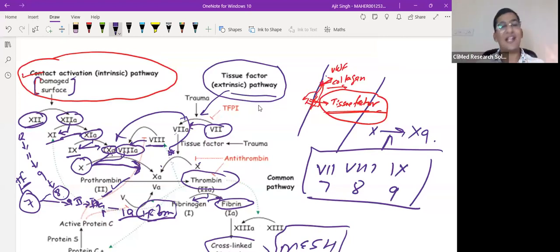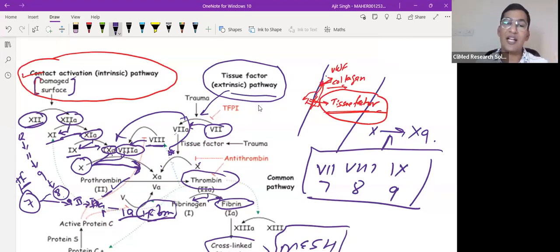Understand, guys, it is a very simple phenomenon. So you have to understand what is intrinsic, what is extrinsic. Intrinsic is what is already available in the blood, and extrinsic is what is coming from the injured site. And from the injured site, only 7 and tissue factor are coming. So tissue factor is activating 7 into 7a, and again 7a is activating X into Xa, meaning 10 into 10a.